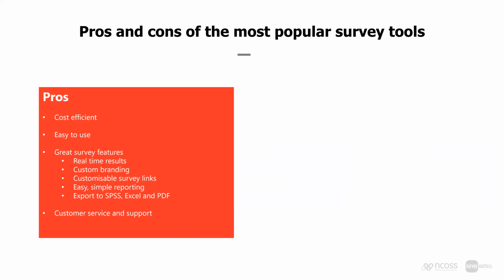They're generally pretty easy to use. The user interface is clear, and it's reasonably straightforward to program and also to distribute your surveys. And considering the cost, most of the survey software has some great features, including things like recording of real-time results. So as soon as your responses come in, you can check your results. You can have custom branding, so you can add your logo or any other branding elements. You have customizable survey links that you can embed in your e-newsletters or on social media. And there's usually easy and simple reporting so that you can see your results.